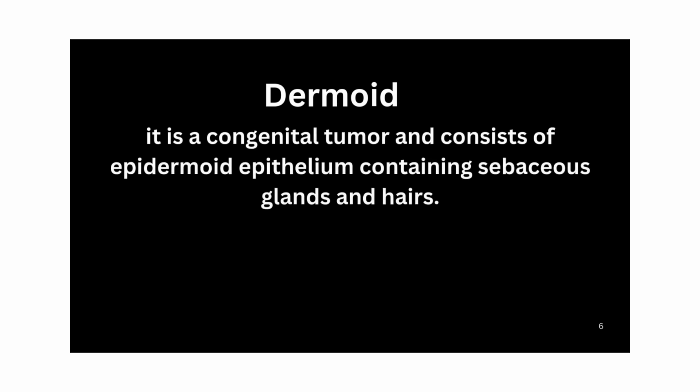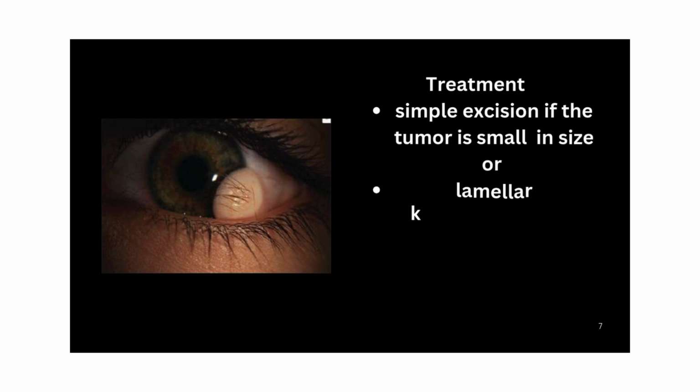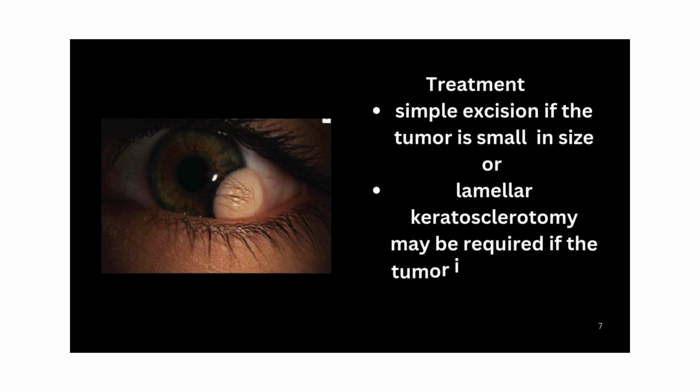Dermoid, an example of congenital tumor. Dermoid is a congenital tumor and consists of epidermoid epithelium containing sebaceous glands and hairs. It is mostly located at the limbus. It presents as a yellowish, soft conjunctival mass in early childhood. Here is a picture of a patient having a dermoid at the limbus. Treatment options include simple excision if the tumor is small in size, or lamellar keratosclerotomy may be required if the tumor is large in size.